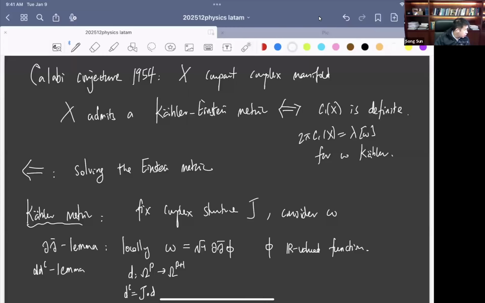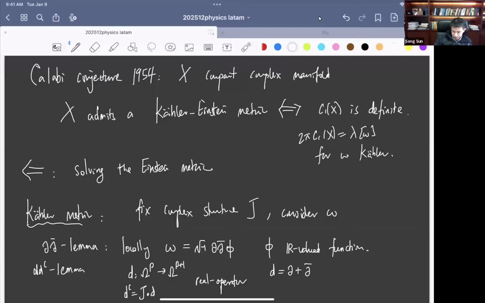Omega^p is decomposed into omega^{p',q'}, the holomorphic and anti-holomorphic parts, and J acts on each of them by some power of square root of minus one, and then you have d^c. The point is that d and d^c are both real operators. They send real-valued forms to real-valued forms. And then you can write d equals partial plus partial bar.